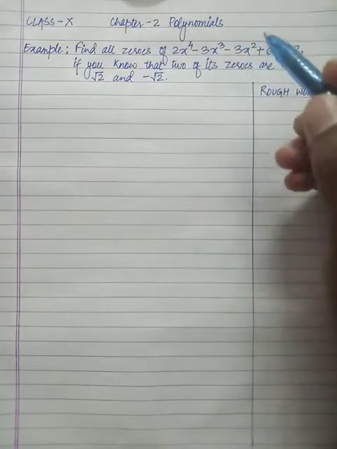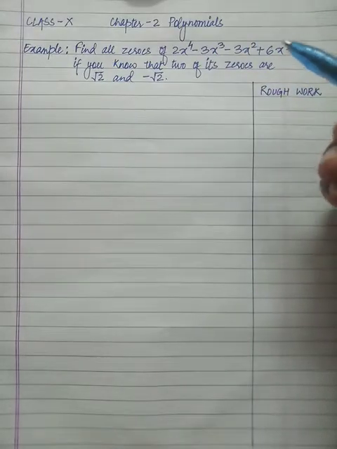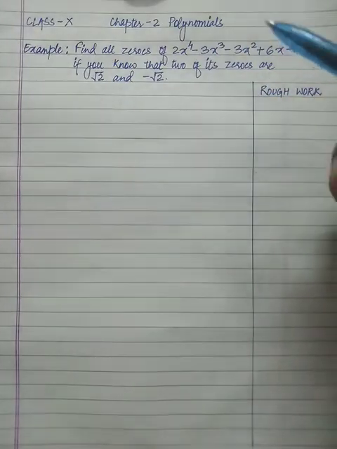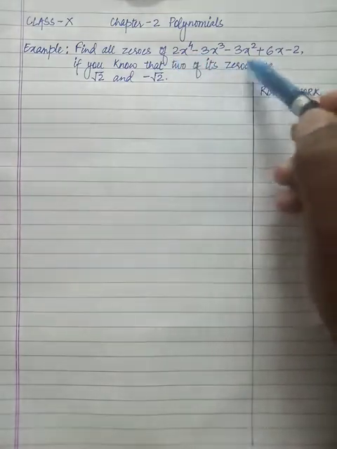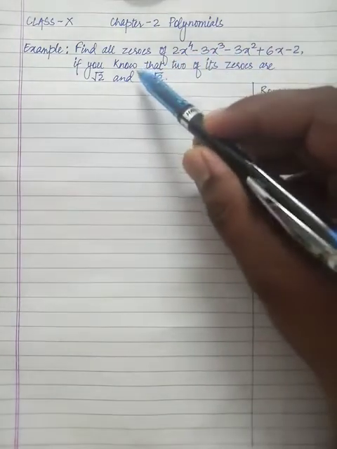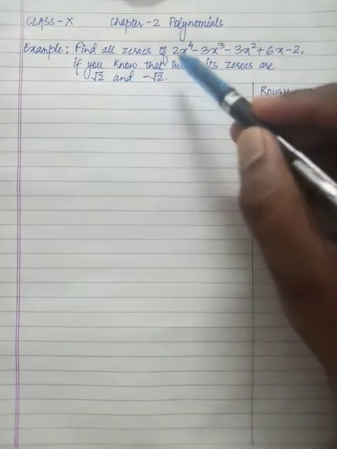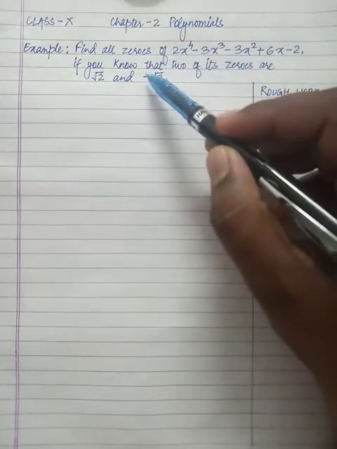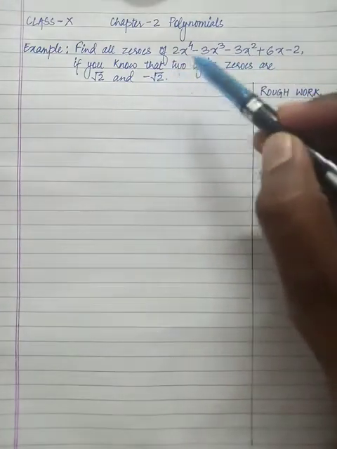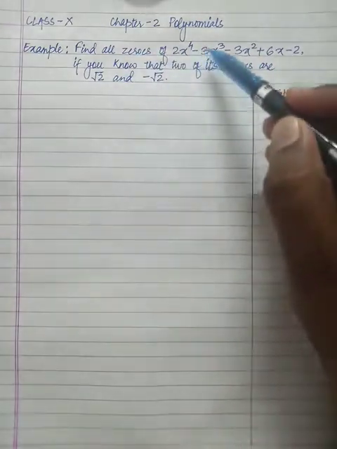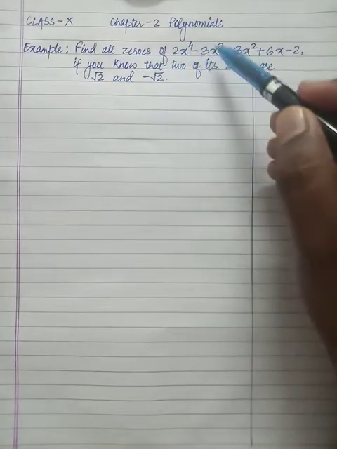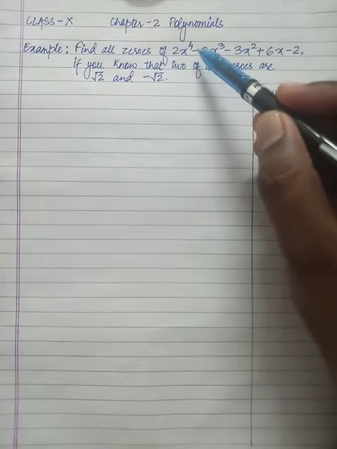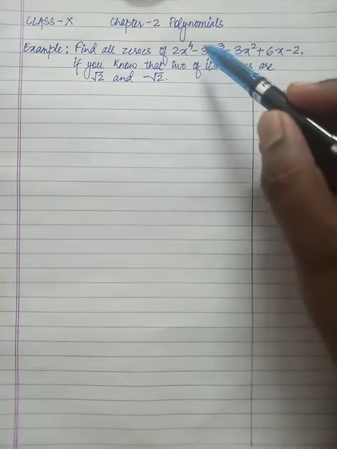We know that a quadratic polynomial has degree 2, so it can have at most two zeros. Now this has degree 4, which means the maximum number of zeros the polynomial can have is 4. The question is to find all zeros of this biquadratic polynomial, given that two of its zeros are already known. We have to find the other two zeros, since the degree is 4, so it can have a maximum of 4 zeros.